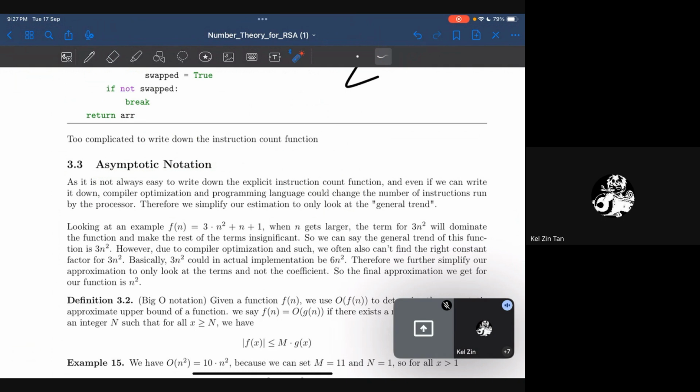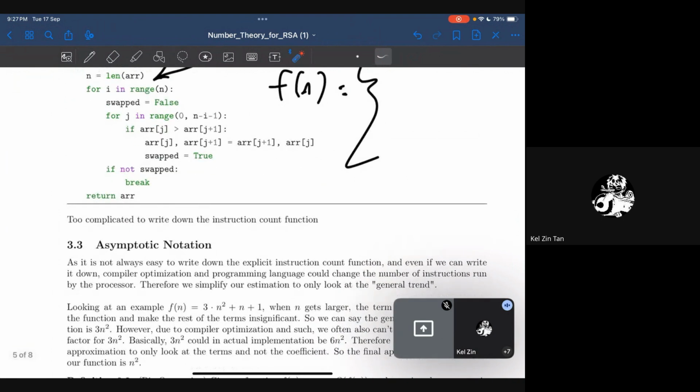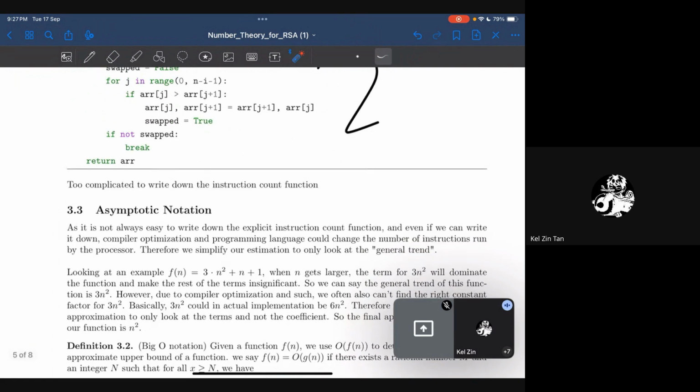And even if we actually write it down, compiler optimization and programming languages could change the number of instructions actually run by the processor. For example, the for loop here could be unrolled, or it could be unoptimized and require many more instructions, and so on. So it is very hard to analyze. Therefore, we simplify our estimation to only look at the general trend. So the keyword here is the general trend.